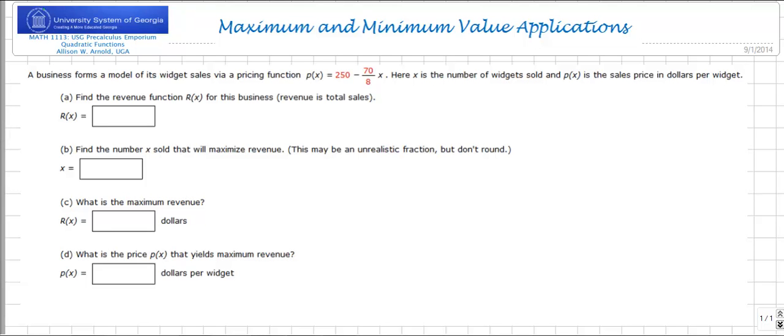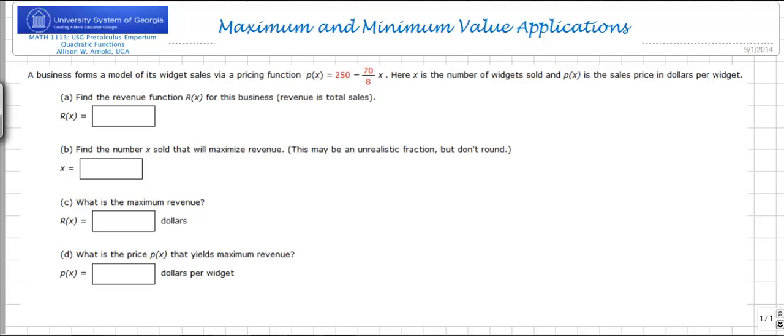Another application I have for you is the following. It reads, a business forms a model of its widget sales via a pricing function P of X equals 250 minus 78 times X, where X is the number of widgets sold and P of X is the sales price in dollars per widget. And we have several questions asking us about the revenue function and how we go about maximizing revenue.